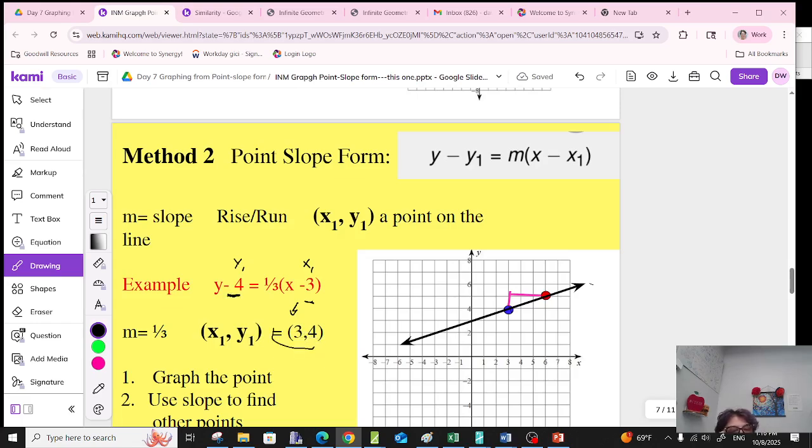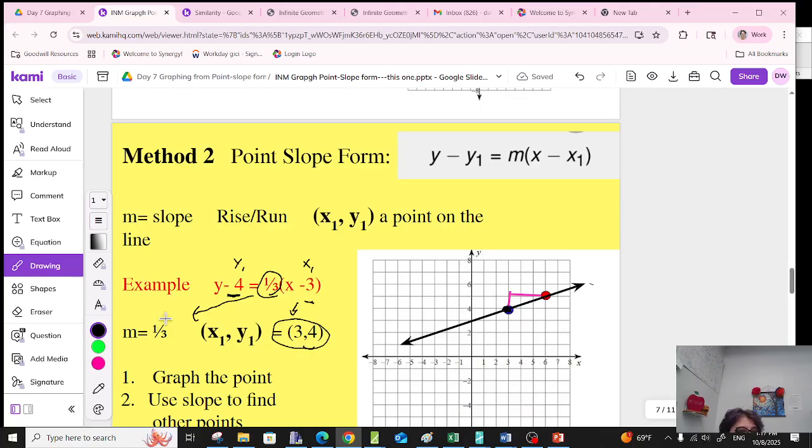Now I just graph this point because this is a point on the line. So I'm not going to use y-intercept this time. I'm going to use the point that's embedded into the formula that they gave us. So I go over 3, up 4, and make a dot. From there, I'm going to use slope. Well, slope is the number in front of the parentheses.